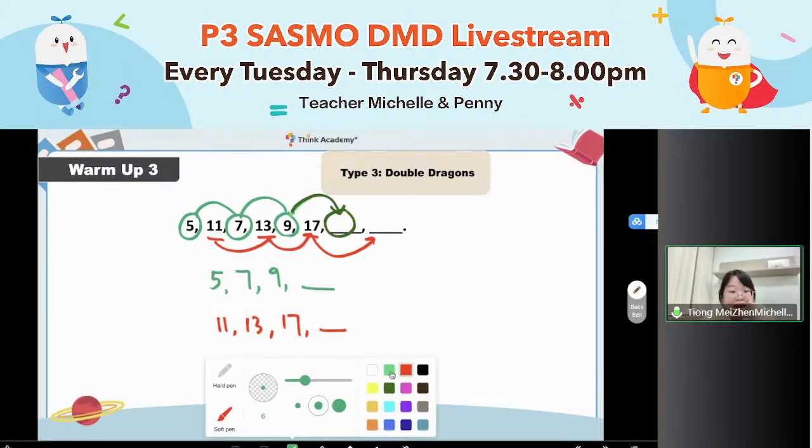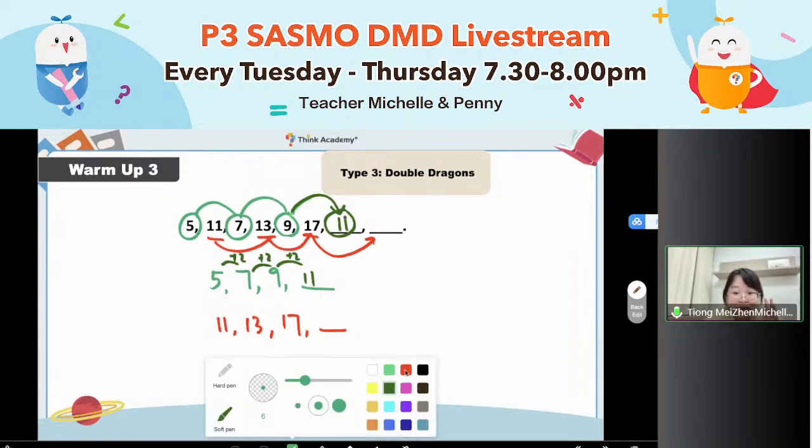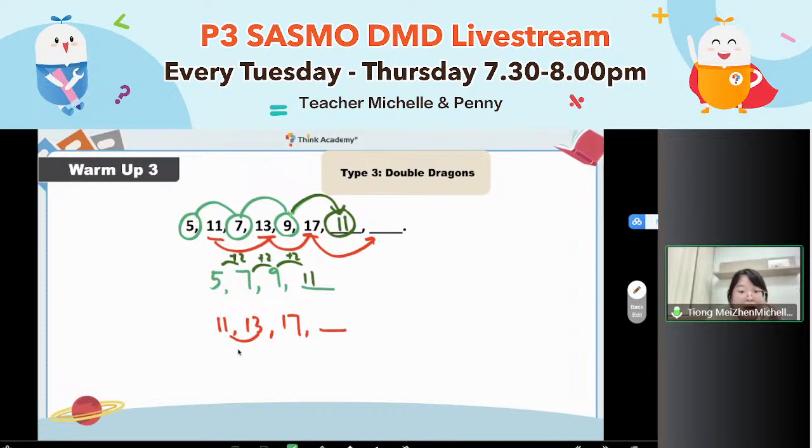5, 7, 9. Every time is a plus 2. So the next number must be 11. Good job. This number must be 11. What about the red color sequence? 11 to 13 is plus 2. 13 to 17, again, is it a plus 2 this time? It's a plus 4. So the bridge is 2, 4. The next one must be 6. 2, 4, 6, 8, right? So what is that number?